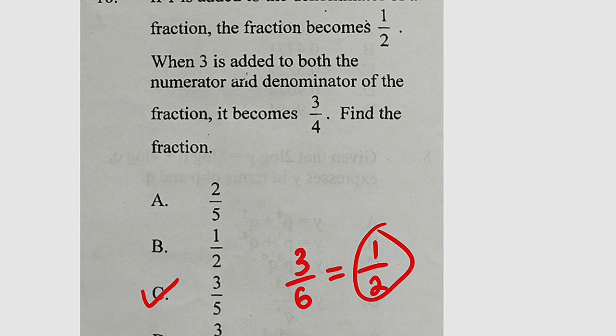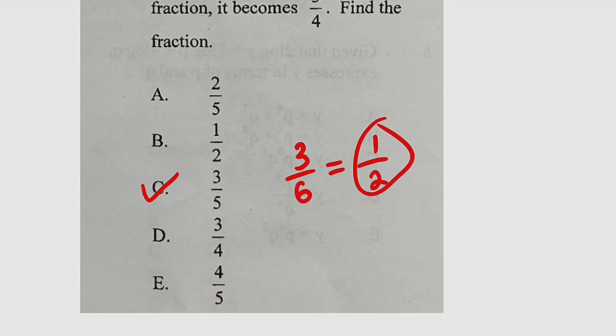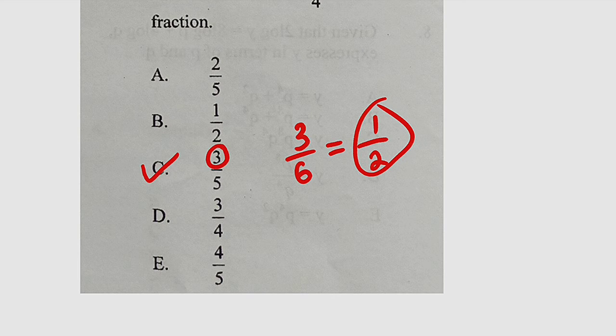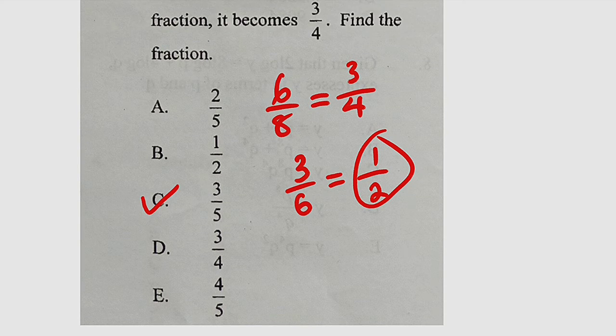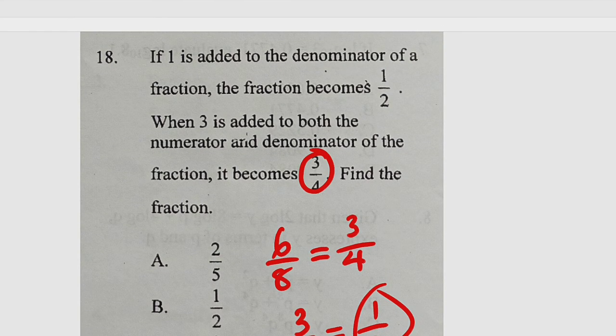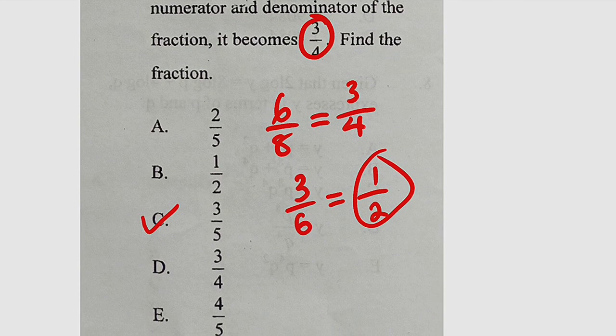Because what if 3 is added to the numerator and denominator? Let's do that. 3 plus 3 is 6. 3 plus 5 is 8. 2 can divide 6 3 times. 2 can divide 8 4 times. So 3 over 4. Is it 3 over 4? Yes. Therefore, our right option is C, which is 3 over 5.